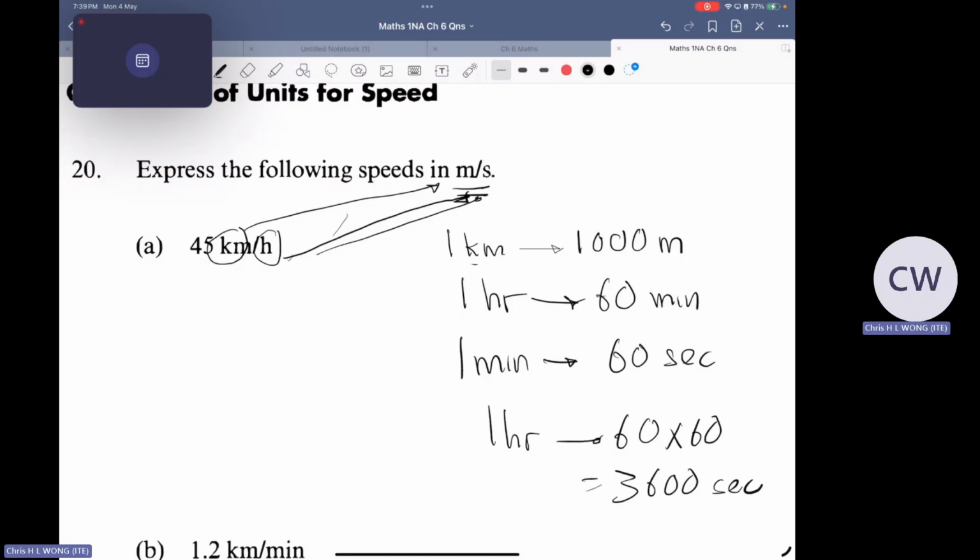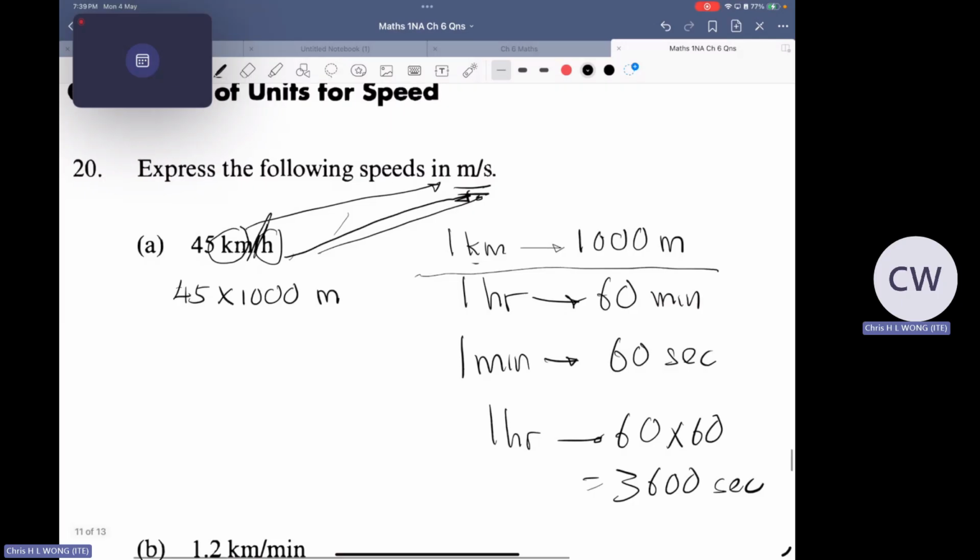Okay. So you have now 45 kilometer. 45 kilometer, you have to times 1,000. 1 kilometer, 1,000 meter. 45 kilometer will be 45 times 1,000 meter. Now this is divide, right? So divide by 1 hour. 1 hour you have 3,600 second. Convert already, no? So you have done your conversion.